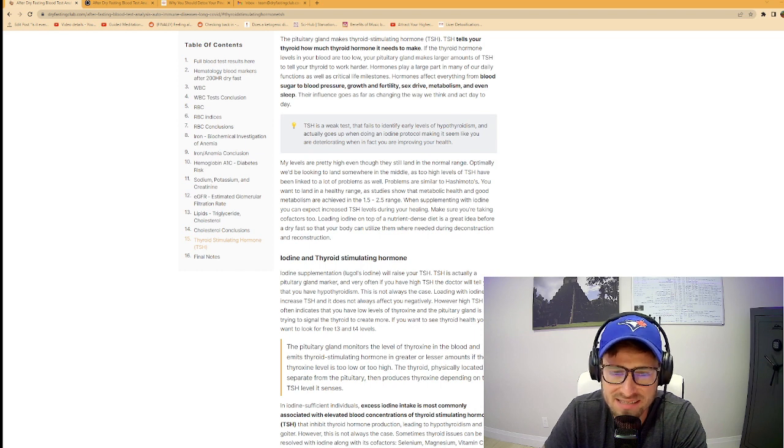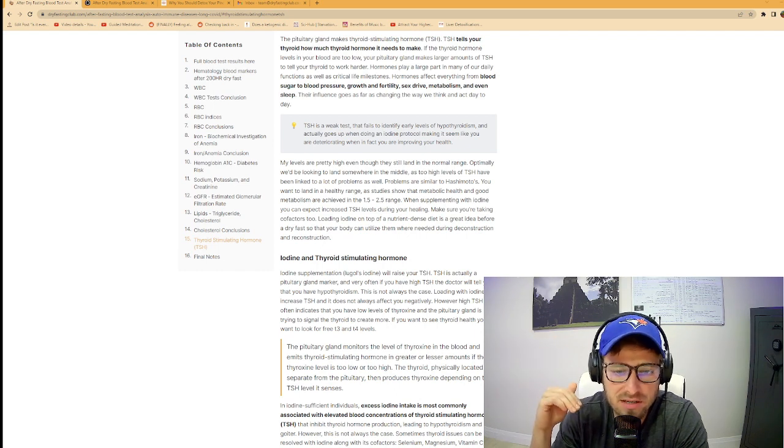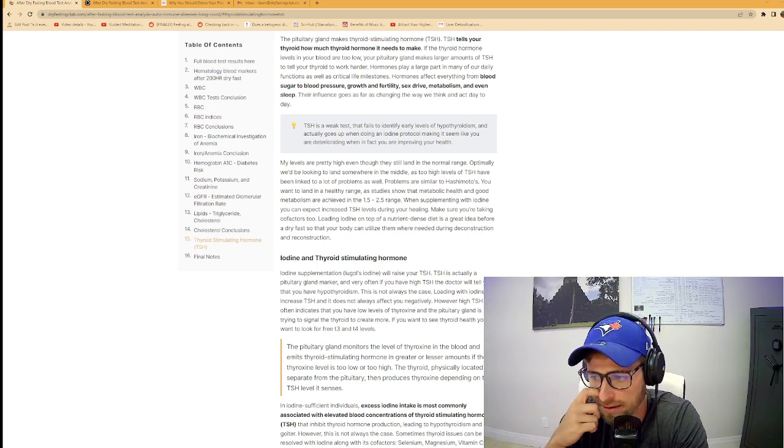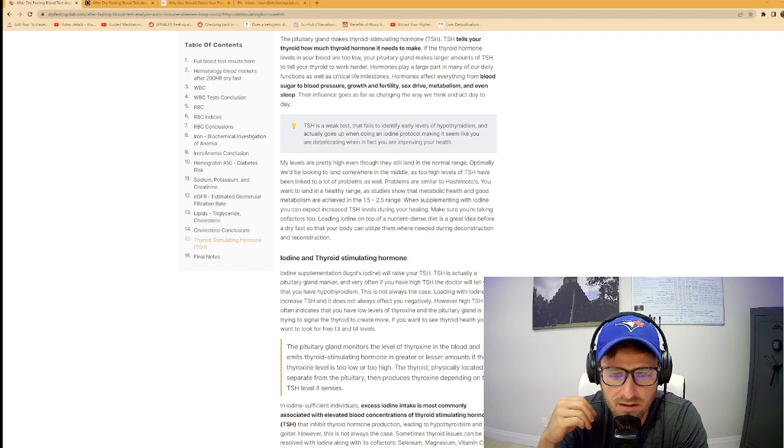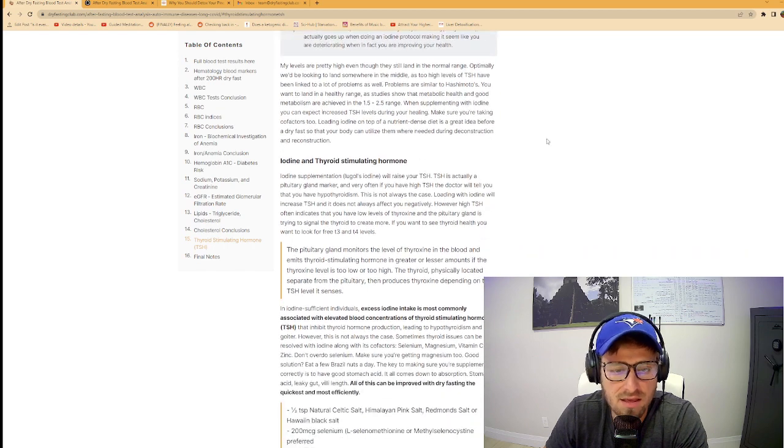But anyways, my TSH landed in the normal range, but the high portion of it. And that's because I am actually taking iodine. I am doing a bit of an iodine detox. But before the fast, I tried to load up on it a little bit. And that is actually being shown here on this test.